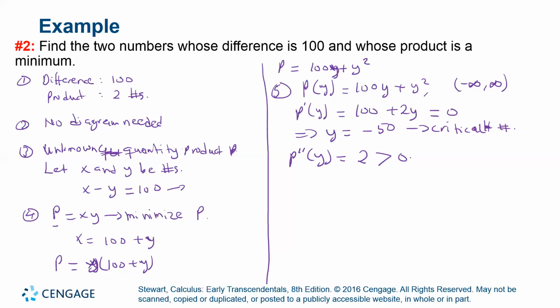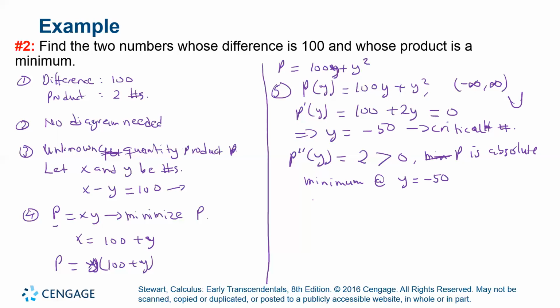The second derivative at the critical number is greater than 0. So you see that P is minimized, or in this case, it's an absolute minimum at Y equal to minus 50. Because this function here is a quadratic and it's positive, so it's concave up, and that means it has an absolute minimum.